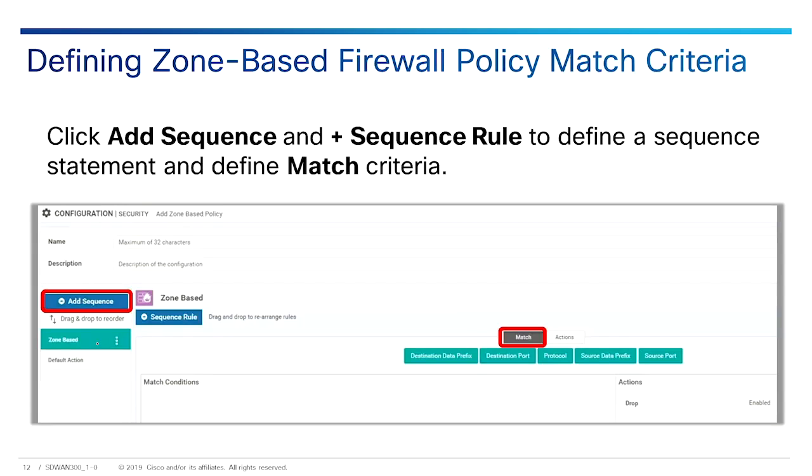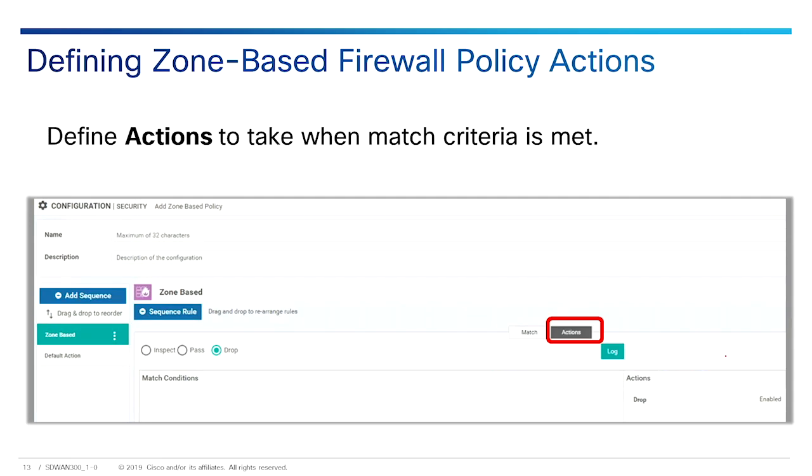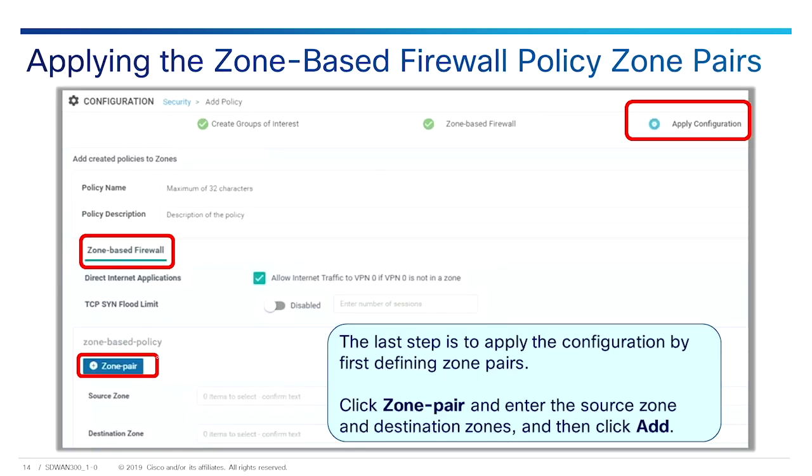Once we've done that, we'll add a sequence, our sequence rule, and some match criteria. We can match on destination, destination port, protocol, source data prefix, or source port. Once we have that, we then create an action, and our actions are drop. Well, we can actually click here and change it to inspect or pass. Remember those inspect options, SIP and others, there's a bunch of them. If you wanted to inspect FTP, because we have a different control port versus a data port, this is where the inspect would happen to make sure that the return traffic makes it.